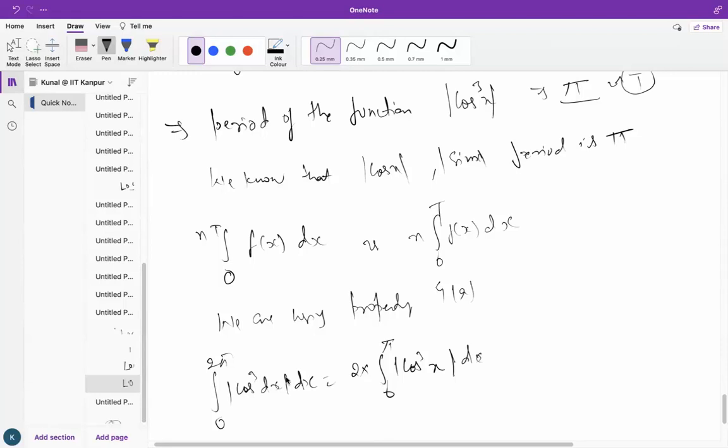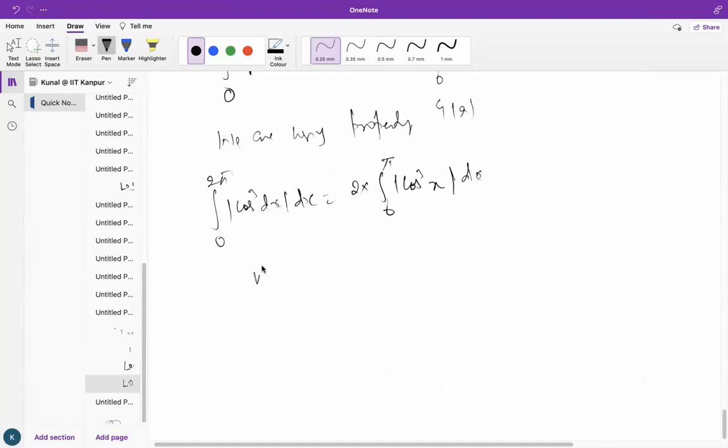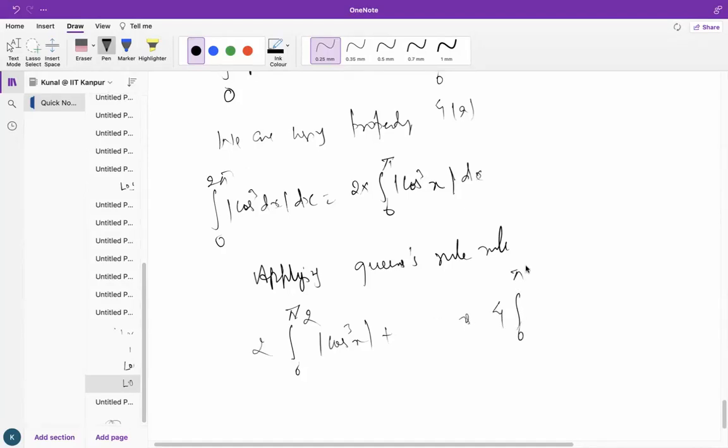Right. And next, let's apply King's rule here. In King's rule, the limit becomes half. So let's do that. It will be 0 to π/2 of f(x) plus f(2a minus x), I mean π minus x, so it will also appear as positive. So what we get overall here is 4 times the integral from 0 to π/2 of cos³x dx.